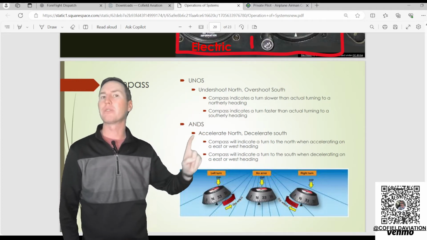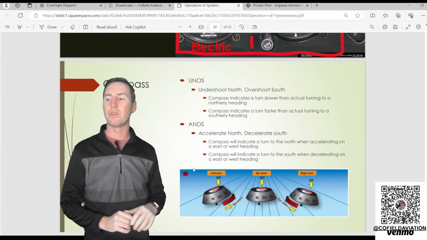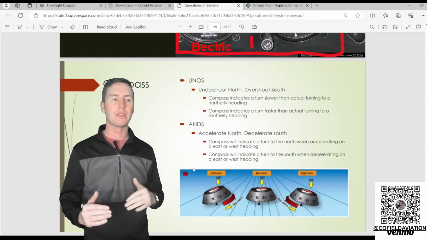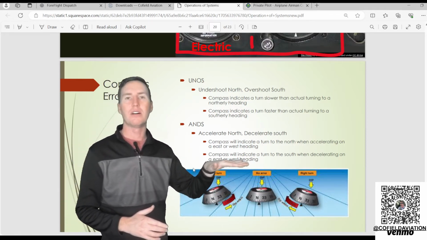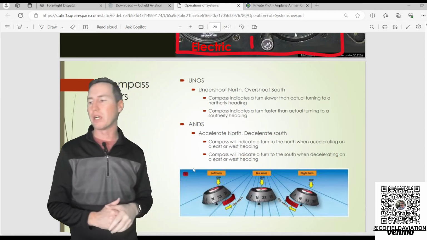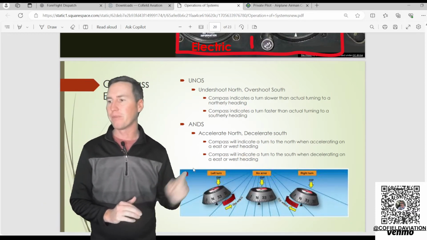You have no turning errors when you're turning east or west. So if you're turning from the north or the south to an east or a west heading, you can roll right out on east or west, and you will have no errors there.